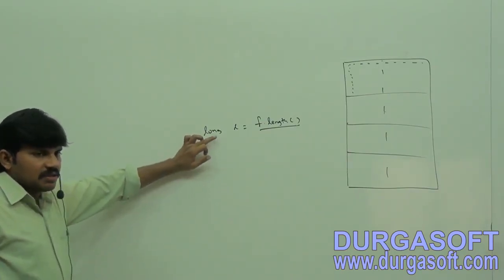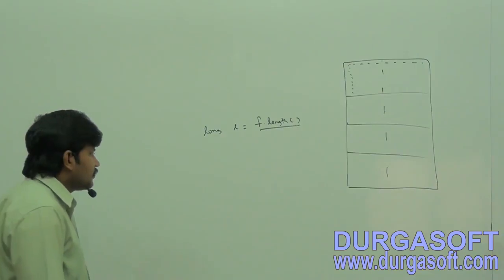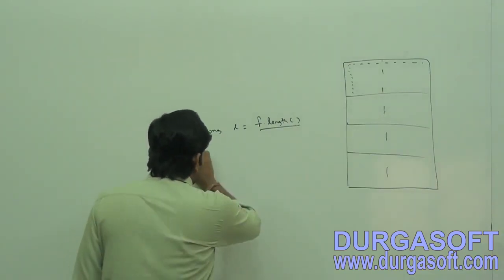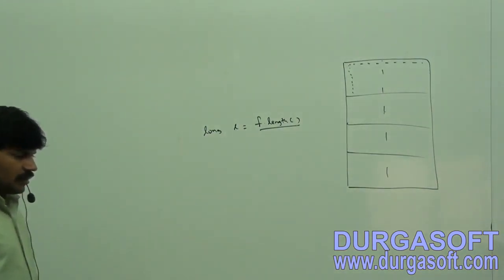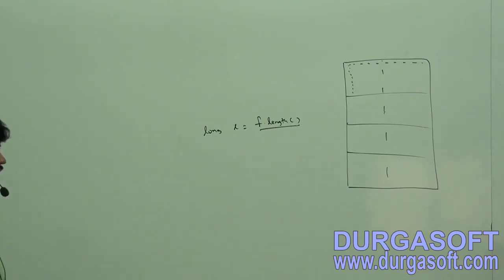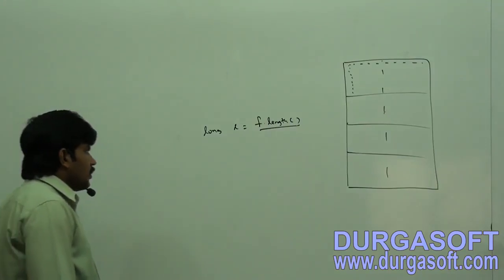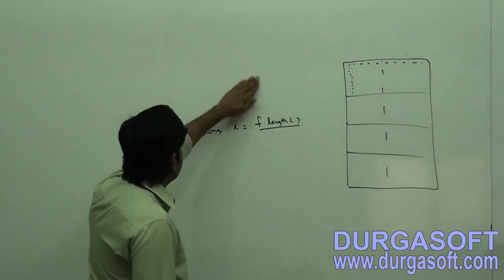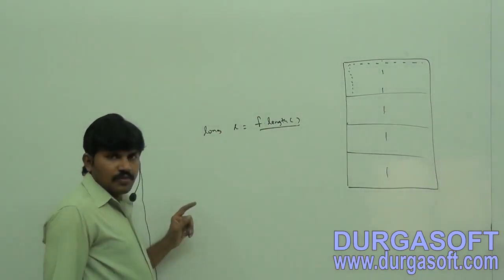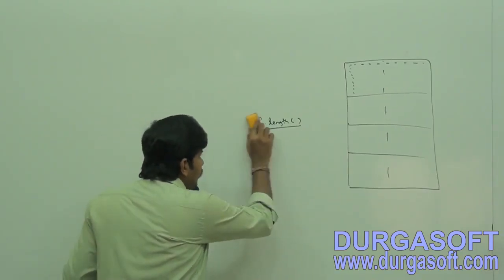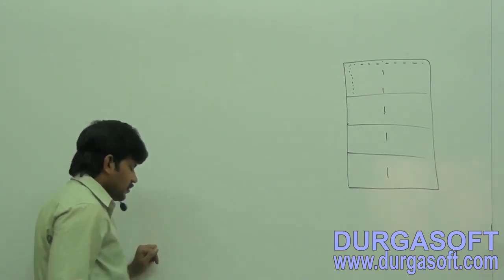Okay, take this example. Long L is equal to f dot length. Are you able to understand, right?